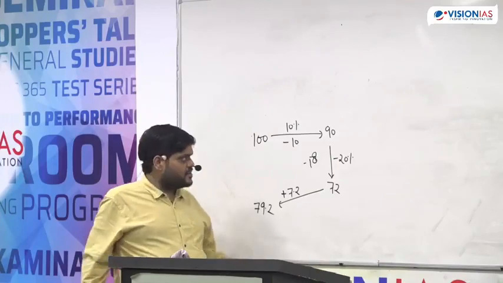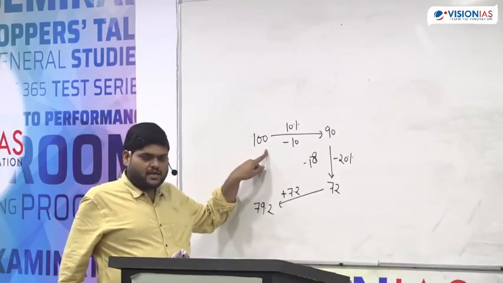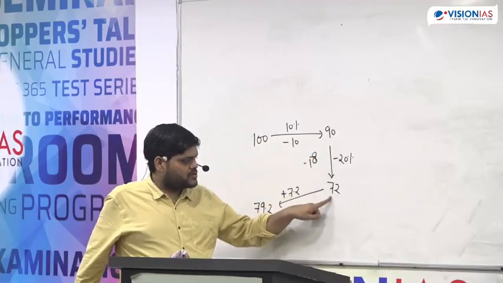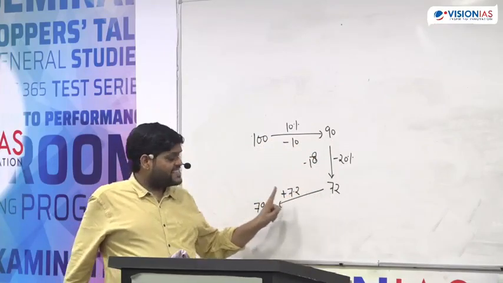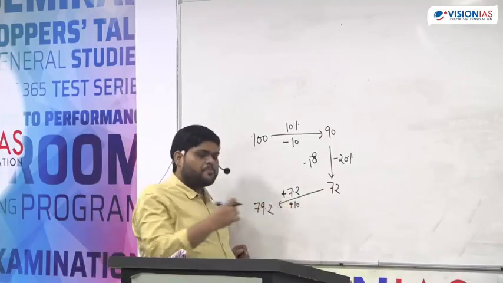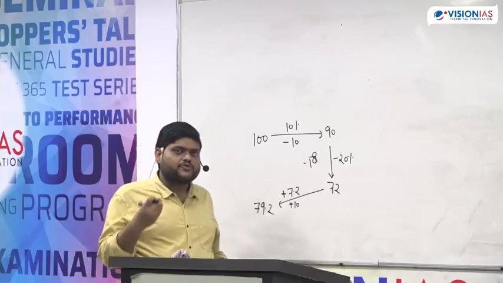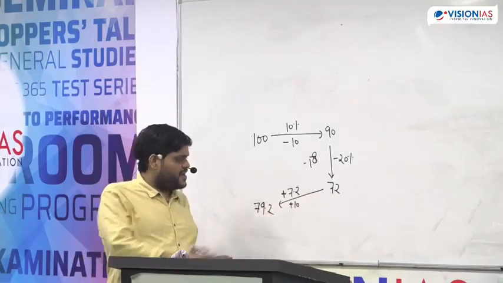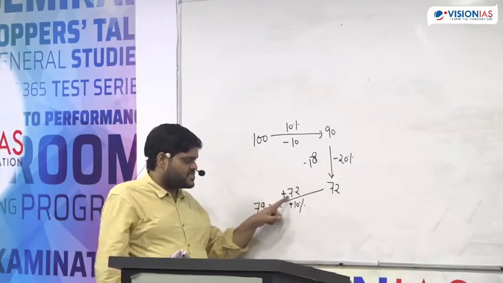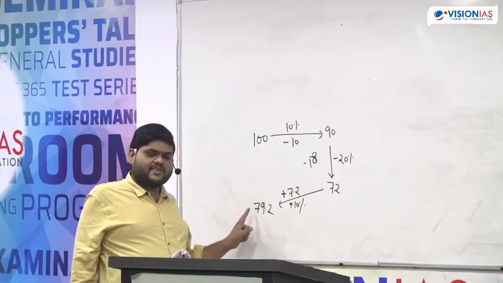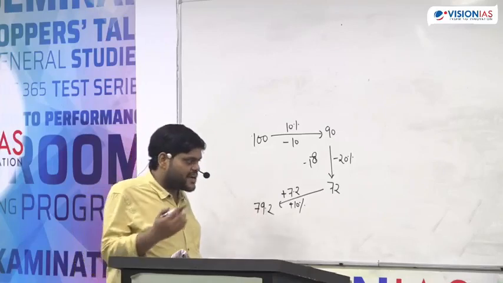What you have done, 100 rupees was there, discount gives 90, 20% discount becomes 72, and then you are paying 10% as service tax. So when you are paying tax, that means you have to give from your pocket. So after discount, you have to pay this much as a tax. So in total, you are paying 79.2. Take option number B.